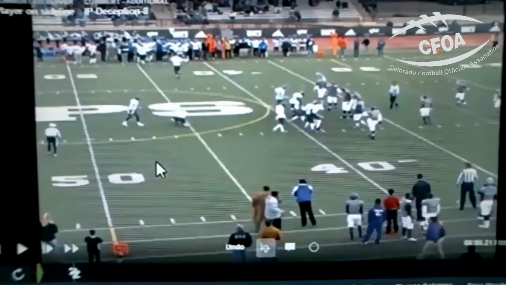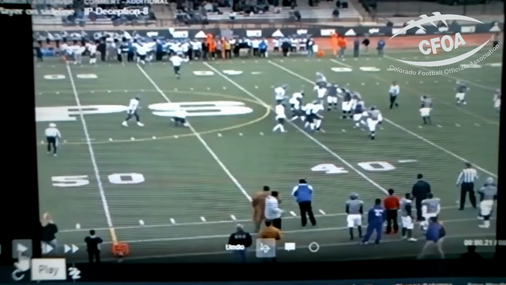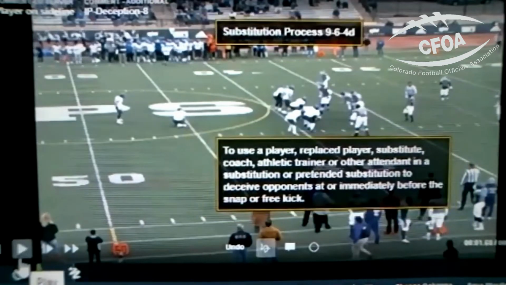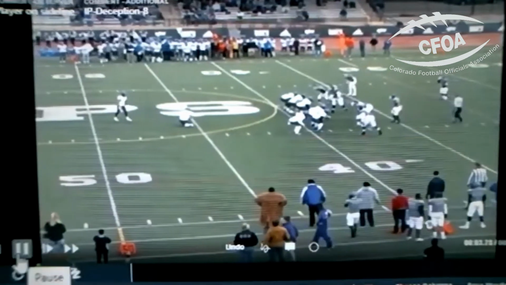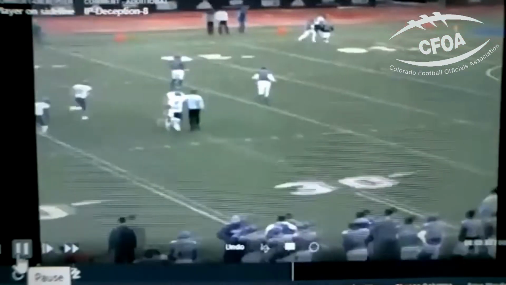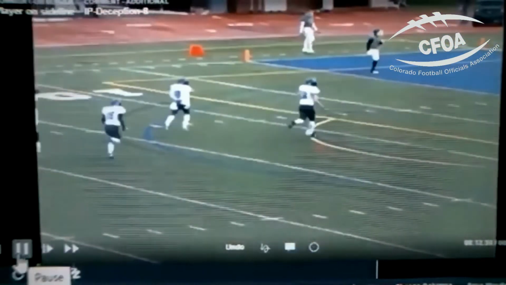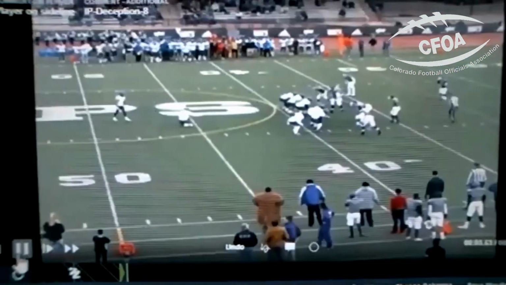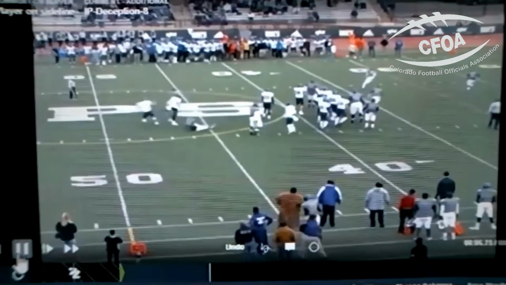You see the play? Okay, so the play is a field goal attempt, and again, the player that's over there by the numbers makes like he's leaving, but he doesn't leave. Again, he stays on the field and takes a stance with his shoulders parallel to the sideline to obscure the fact that he's there. And this one worked.